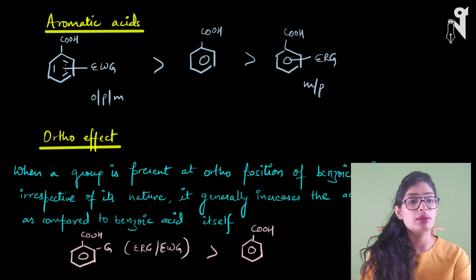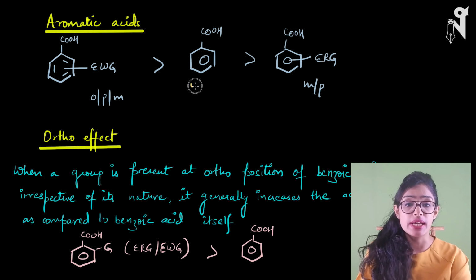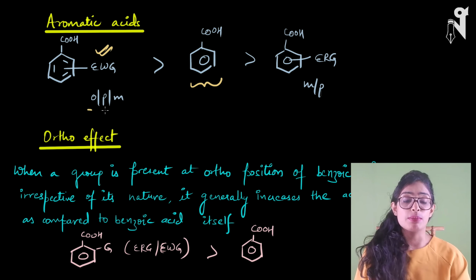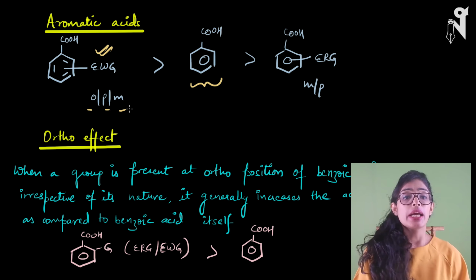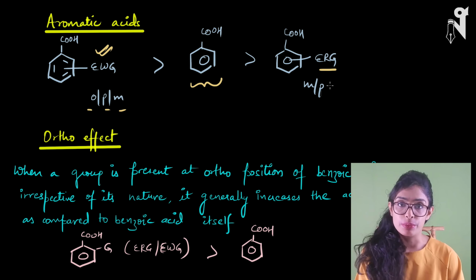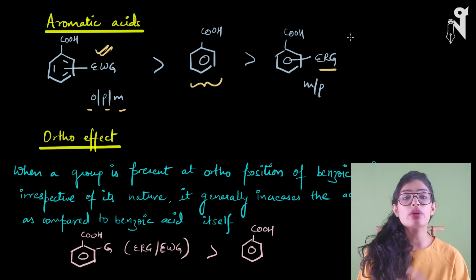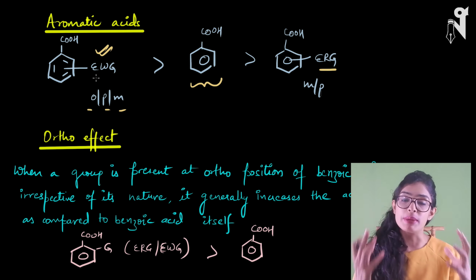We have a normal benzoic acid, and we can have the benzoic acid with an electron withdrawing group, which can be at the ortho, para or meta position. So it can be placed in any position, ortho, para and meta, right? And then we can have a benzoic acid which is substituted with an electron releasing group. Electron releasing group is the one which will give electron density to the benzene ring, and electron withdrawing group is the group which will pull out the electron density from the benzene ring or from the benzoic acid.